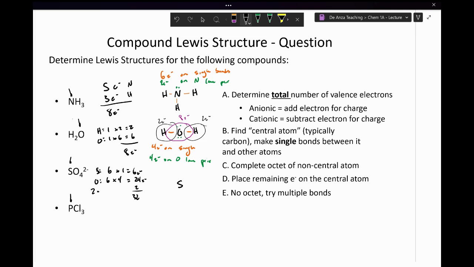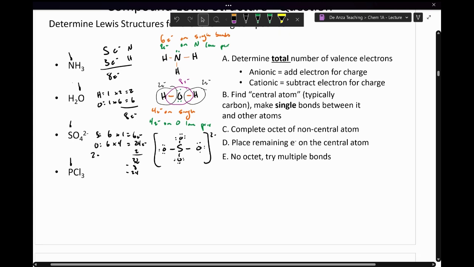So we put our sulfur, we put oxygens around it, we form bonds. That's used up 4 single bonds, which uses up 8 electrons. Then we put lone pairs, 1, 2, 3, 4, 5, 6 on each of the 4 oxygens. And in putting all those lone pairs around those oxygens, that uses up 24 electrons, and that's all 32. So this would be our sulfate anion, and I'll put it in brackets with that 2- to say that it has that charge. And then finally we have PCl3.